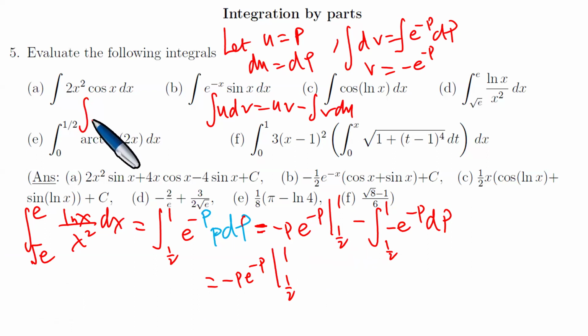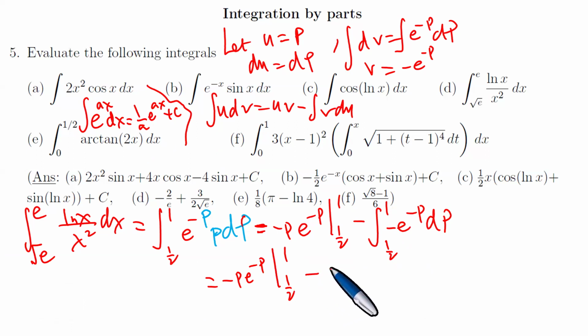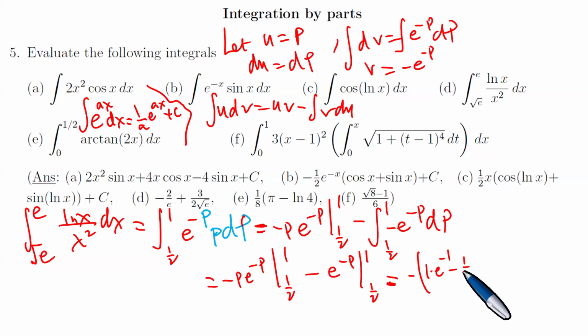Well, because in general, the integral of e to the ax dx is 1 over a e to the ax plus c. So that you have exactly this plus. And then the integral of this one is minus e to the minus p, from 1/2 to 1. So now you substitute everything, which is exactly that, e to the minus 1 minus 1/2 e to the minus 1/2. And therefore, this is minus the integral of e to the minus 1 minus e to the minus 1/2.